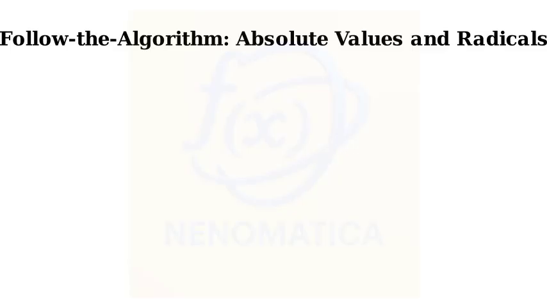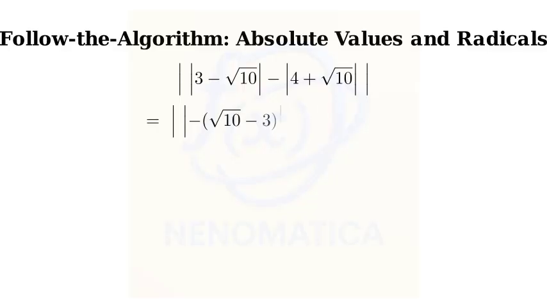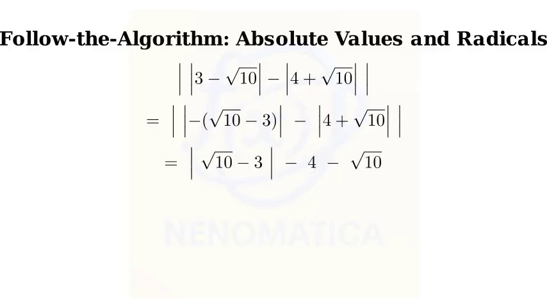Example A. We start with a nested absolute value expression. First, write the given expression. Next, notice 3 minus root 10 equals the negative of left bracket root 10 minus 3 right bracket. So we can rewrite inside the absolute values accordingly. Now combine the 2 terms inside one absolute value. We simplify to the absolute value of negative 7. Finally, the absolute value of negative 7 equals 7.